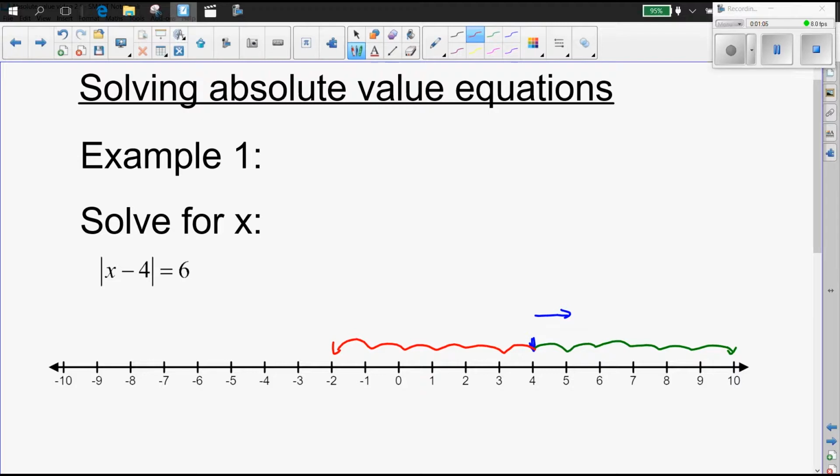So let's test this. If x equals 10, then I have the absolute value of 10 minus 4, which is the absolute value of 6, which is 6. So 10 is a solution. Let's look at x equals negative 2. I will have negative 2 minus 4, which gives me the absolute value of negative 6, and we know that the absolute value of negative 6 is 6. So another solution is x equals negative 2. Now, this is an intuitive way of finding the solution. We're now going to solve this equation formally.